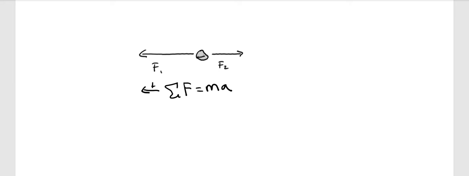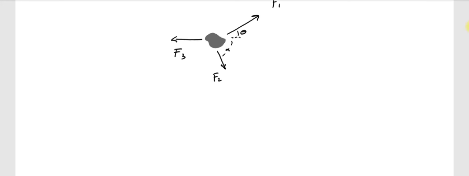Now, this is just a one-dimensional problem, no reason to do subscripts. The reason for left positive is that, looking at the length of these vectors, this object is going to accelerate to the left. And the Newton's second law equation for this would be F1 minus F2. F2 gets the minus sign because F2 is to the right, and we're calling left positive. And then equals MA. And there is our Newton's second law equation for this free body. Fairly simple example. Let's go ahead and move on.